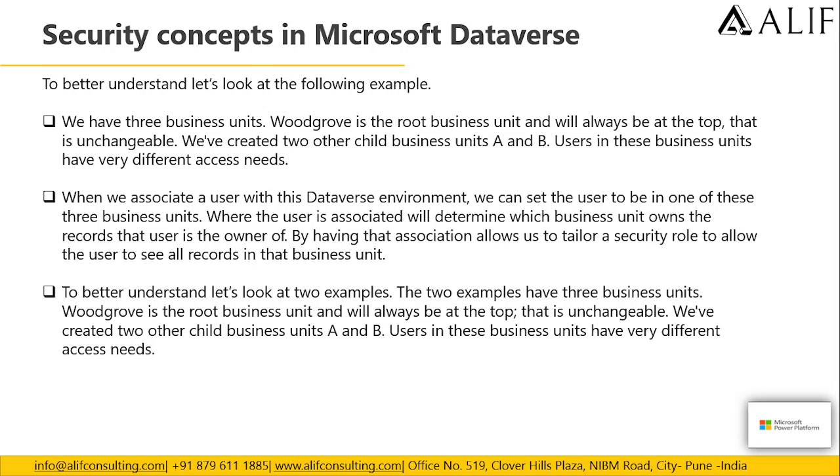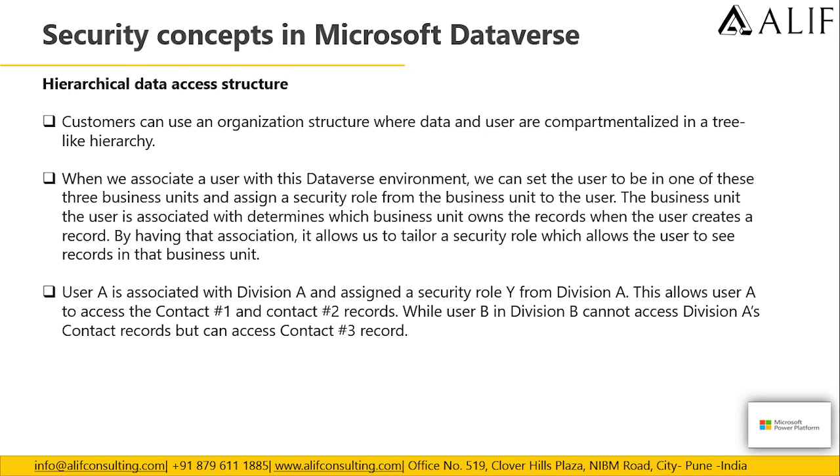The two examples have three business units. Woodgrove is the root business unit and will always be at the top. That is unchangeable. We have created two other business units, A and B. Users in these business units have very different access needs. Hierarchical data access structure. Customers can use an organization structure where data and users are compartmentalized in a tree-like hierarchy.